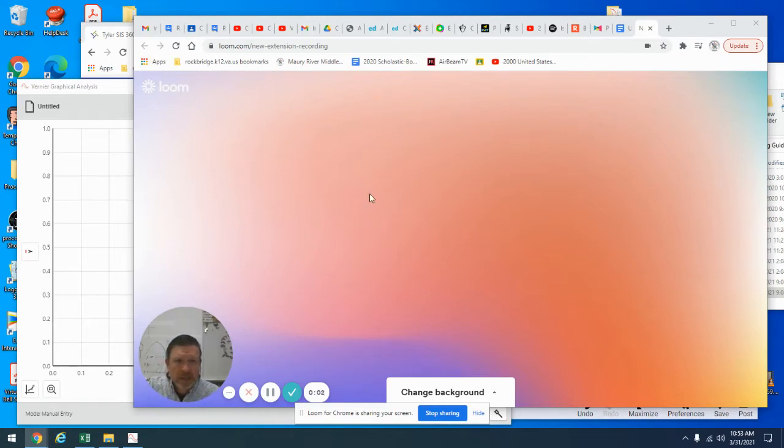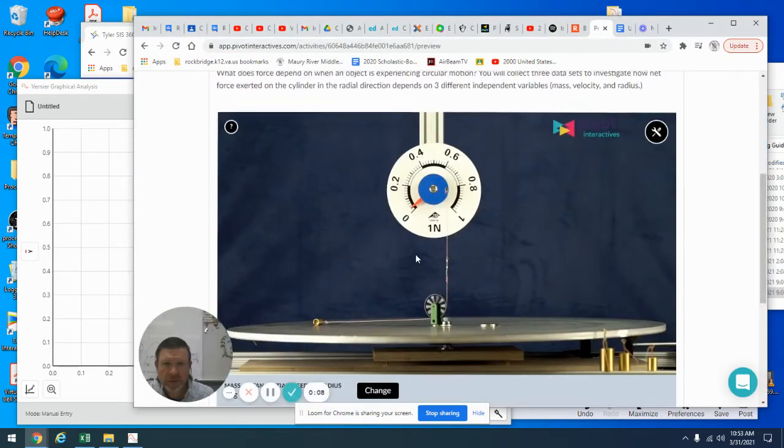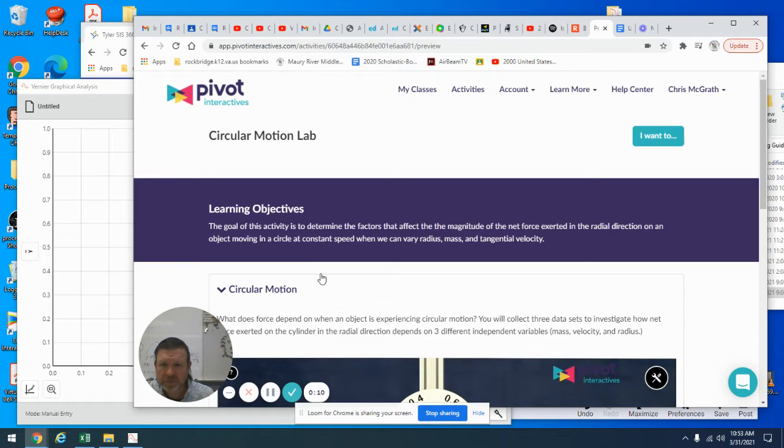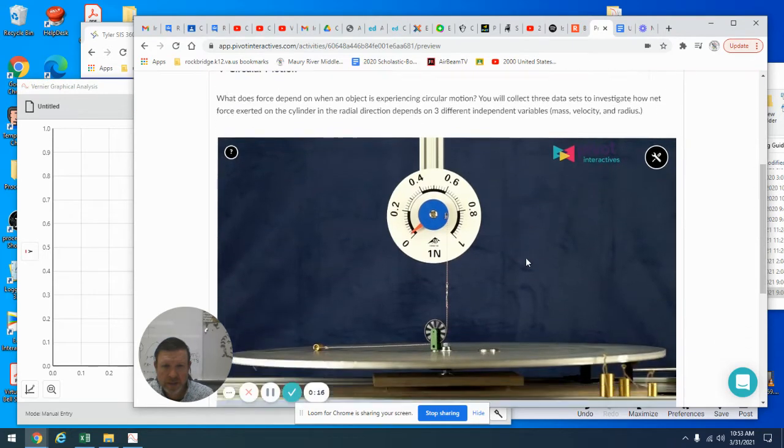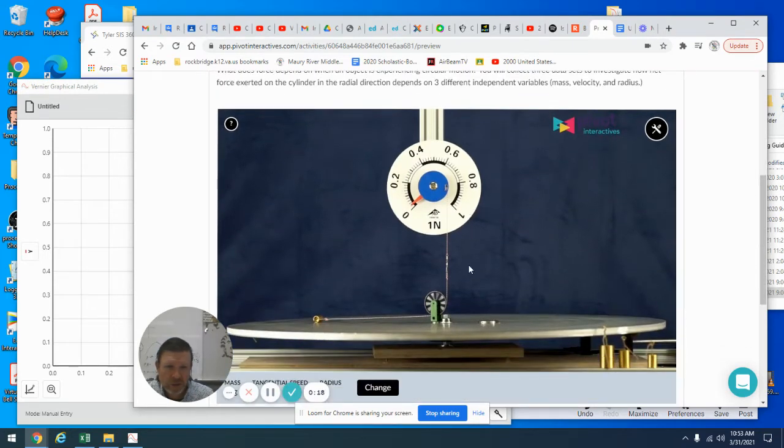Hey, physics. Going to give you a quick tutorial on how to do this lab with this circular motion exercise here. You're going to go to Pivot and find the circular motion lab. And then you can see this kind of cool setup here.